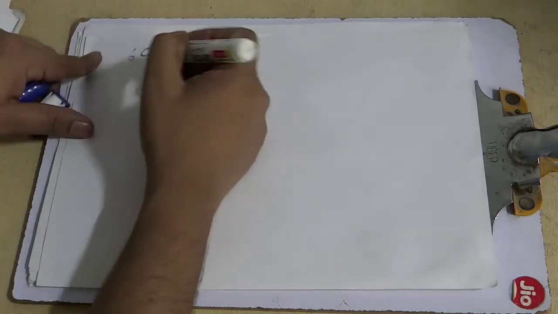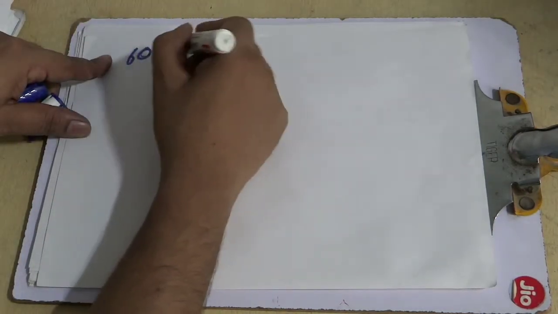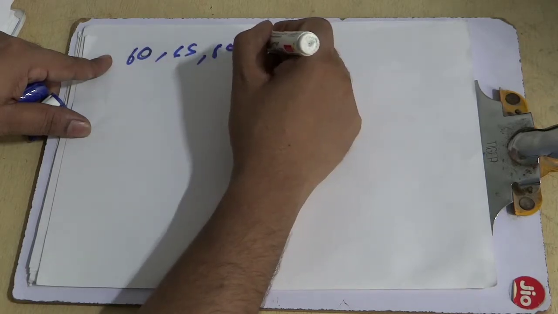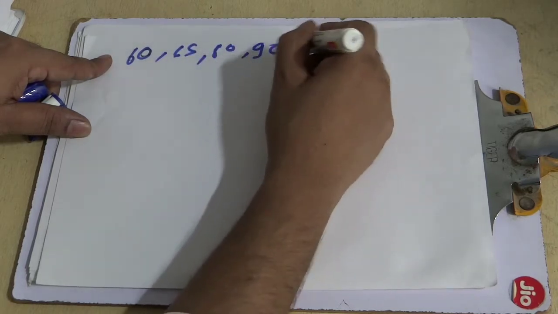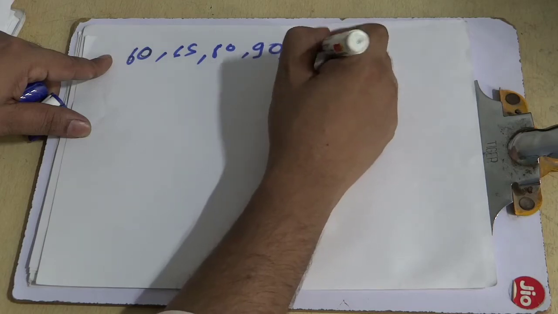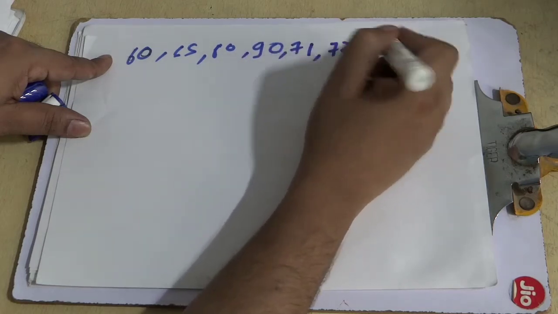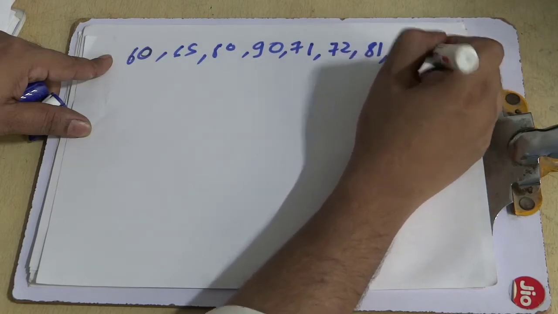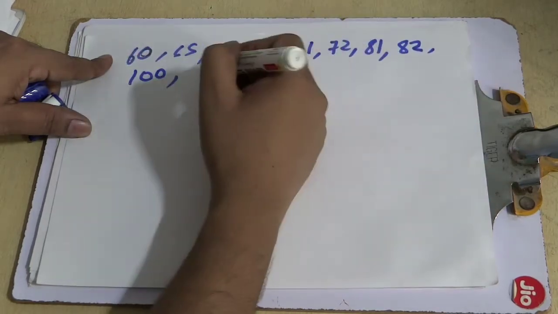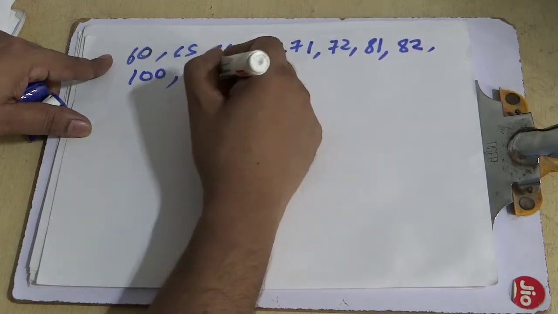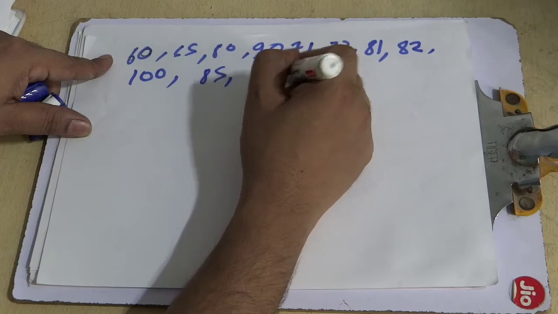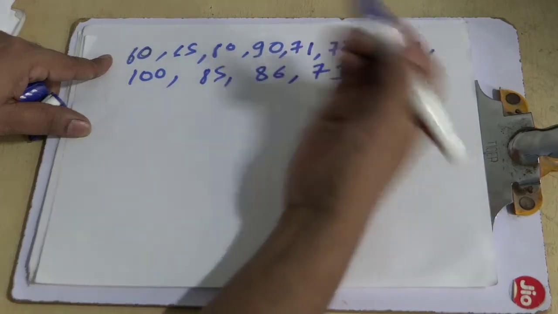Say for example, 60 marks, 65, it may be 80, it may be 90, then it may be 71, 72, 81, 82, so 100, of course 85, then again 86 or whatever, 73. It doesn't matter at all.